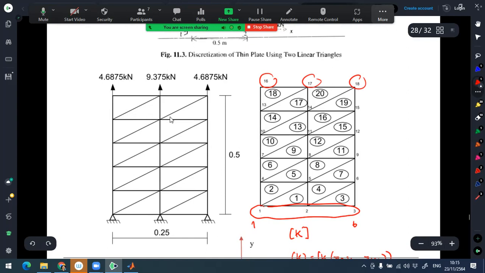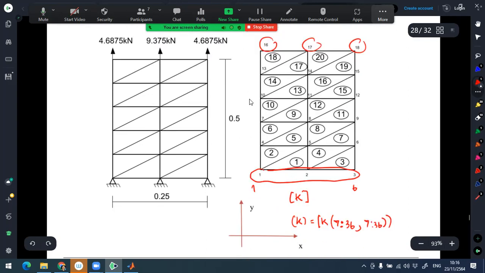problem to be like this. So then the applied force, the equivalent nodal force, is changed. This is a half of each node, right? So then this should be 9.375 and then 4.6875, but the total is equivalent with the previous one that we applied with just 2 elements.